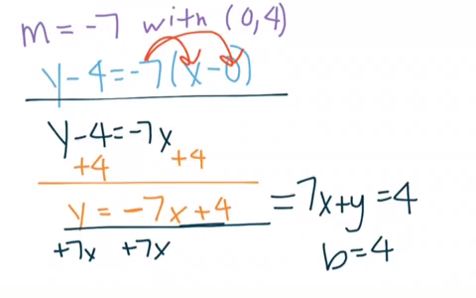Welcome back. So, if you got 7x plus y equals 4, you did it correctly. Again, your slope-intercept form would have been complete right here, am I right? y equals negative 7x plus 4. Your slope would be negative 7 over 1, and your y-intercept would be 4. You'd be able to graph that.